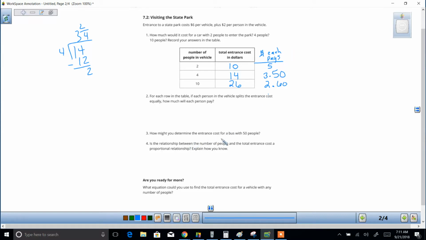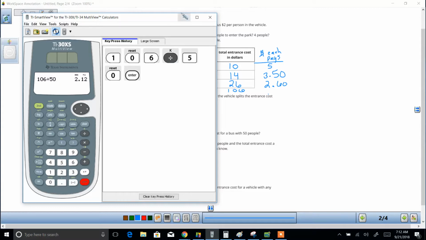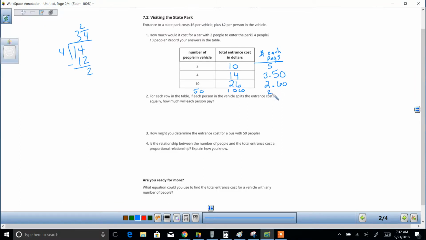How might you determine the entrance cost for a bus with 50 people in it? Well, I guess we could just add that to our table. If we had 50 people, then $2 each, that's $100, plus the 6 for the bus, it's $106. And technically, if you split that amongst everybody on the bus, all you'd have to do is 106 divided by 50, and you would get the price that each person would pay, $2.12.